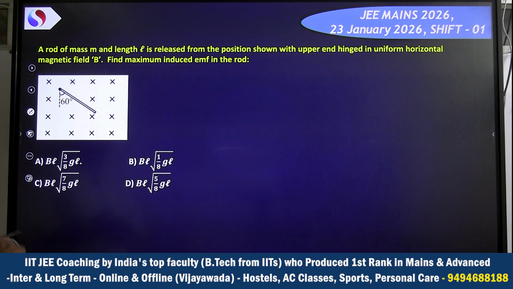Another nice question. A rod of mass m and length L is released from the position shown. This time they have given so many vertical circle questions. Released from the position shown with the upper end in a uniform magnetic field. Find the maximum induced EMF.